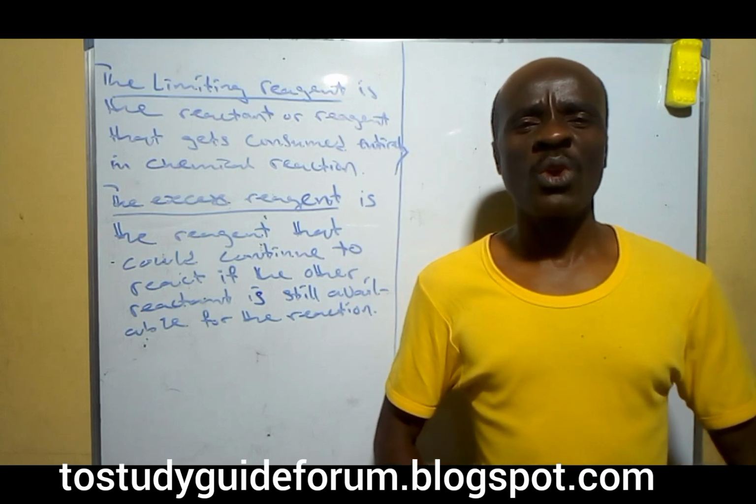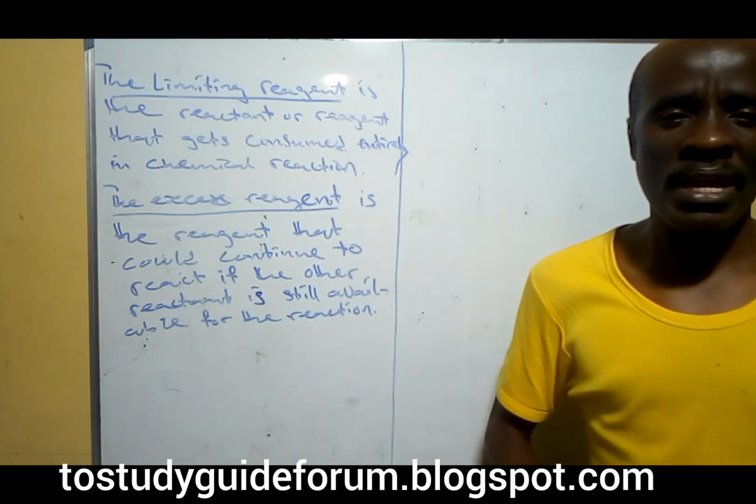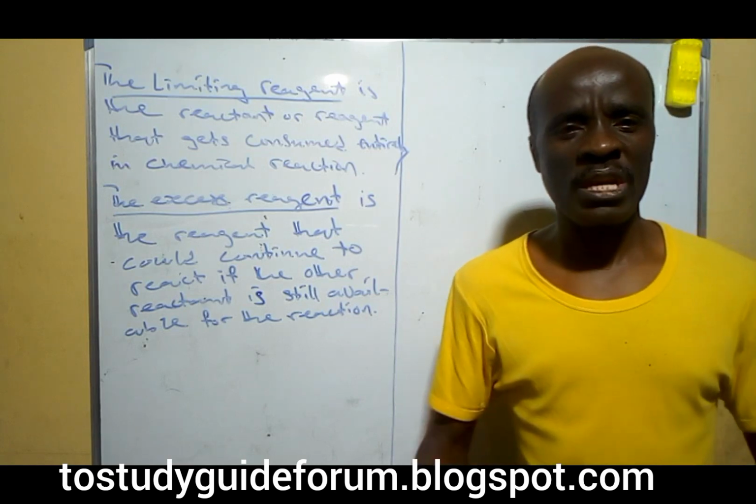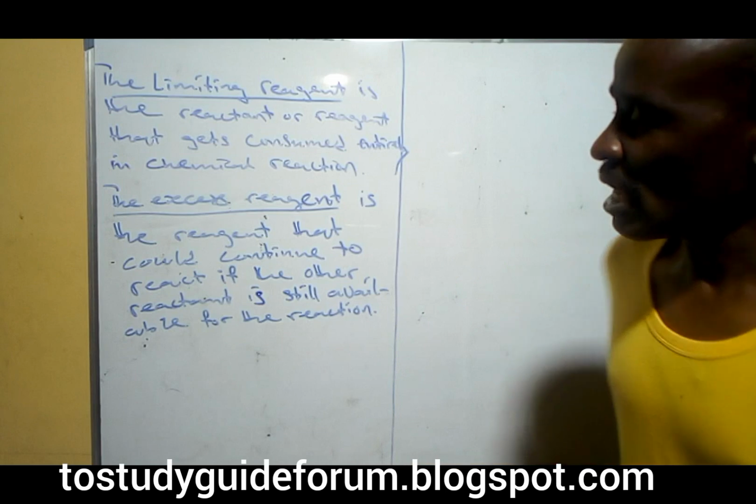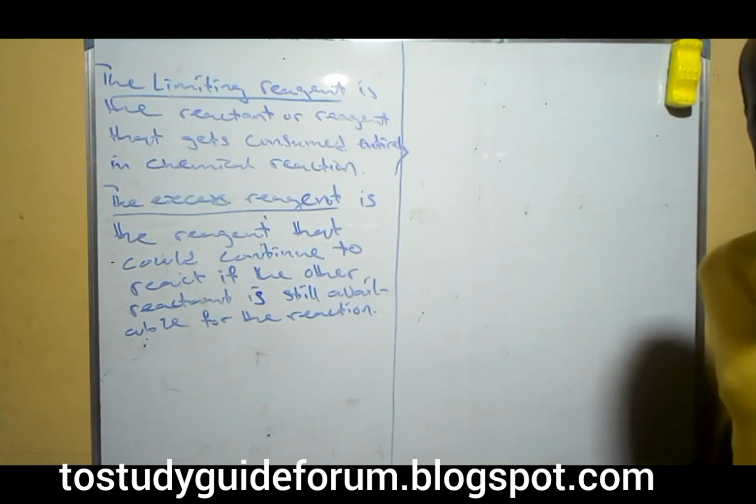So in this case, we're going to look at how we can determine it from a balanced chemical equation, or by looking at the stoichiometric ratio of a chemical reaction. Now, how can we do this? That's what we're going to look at briefly.